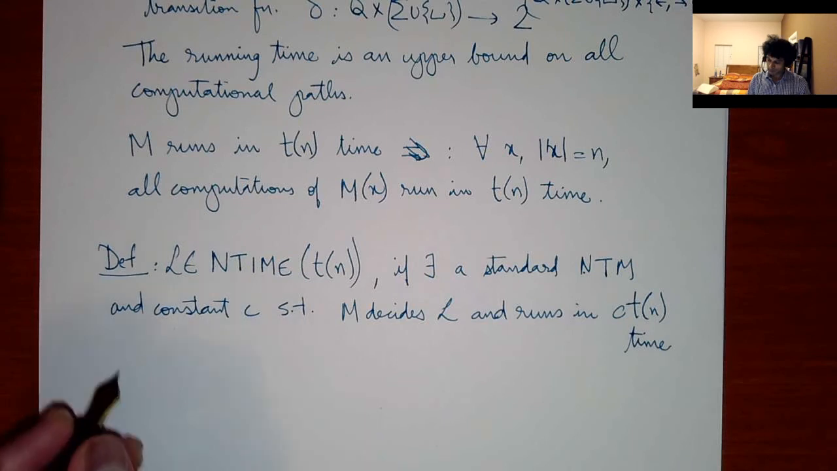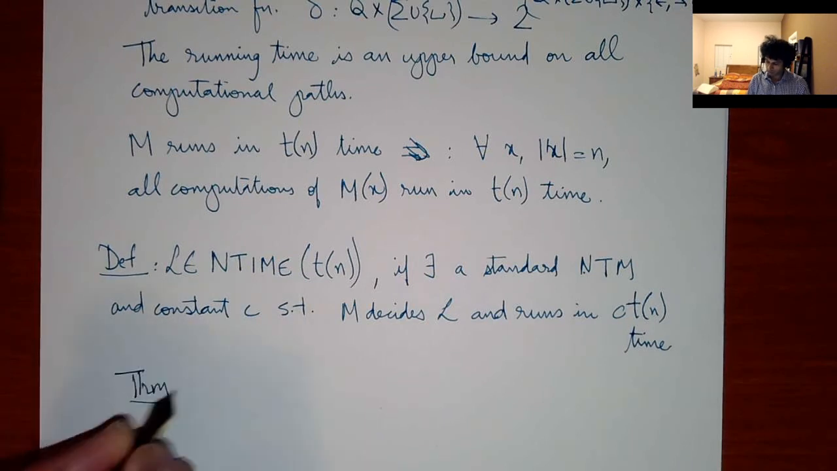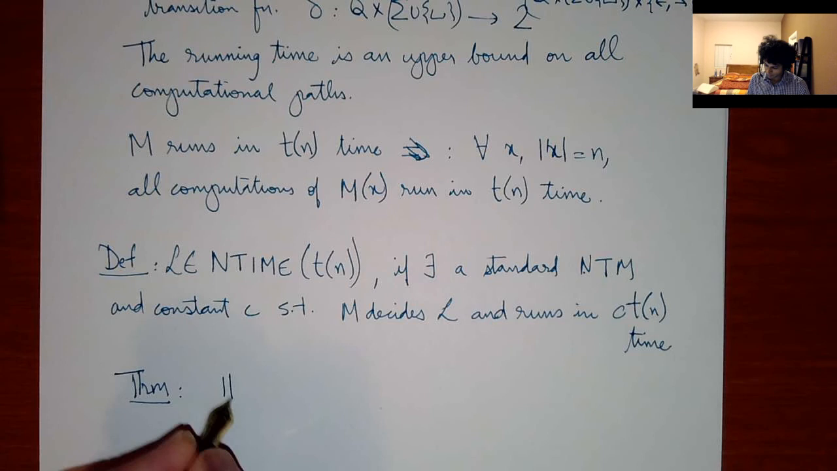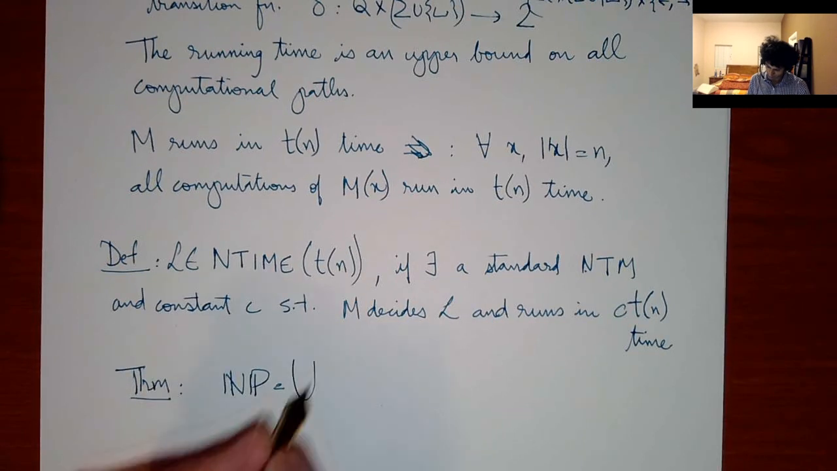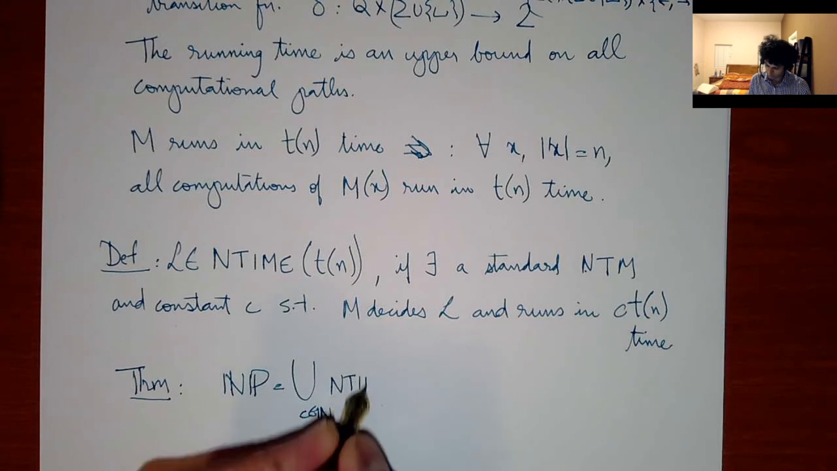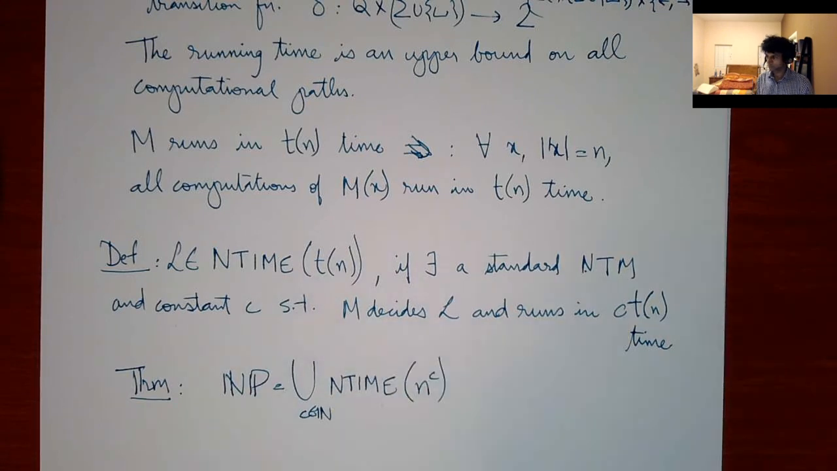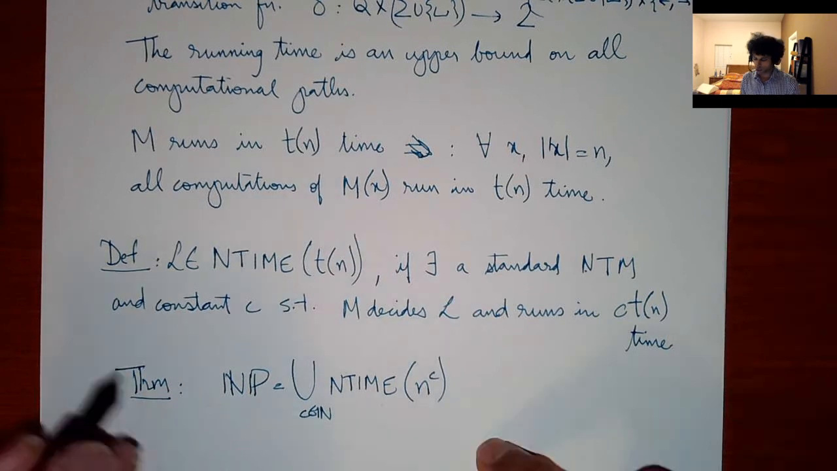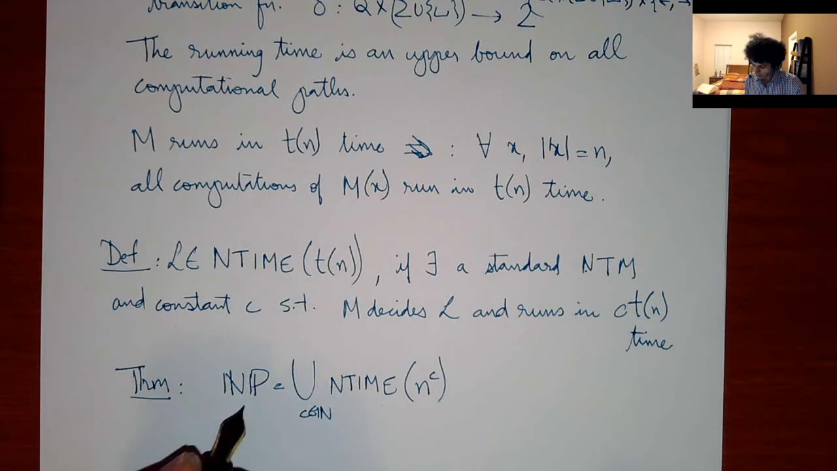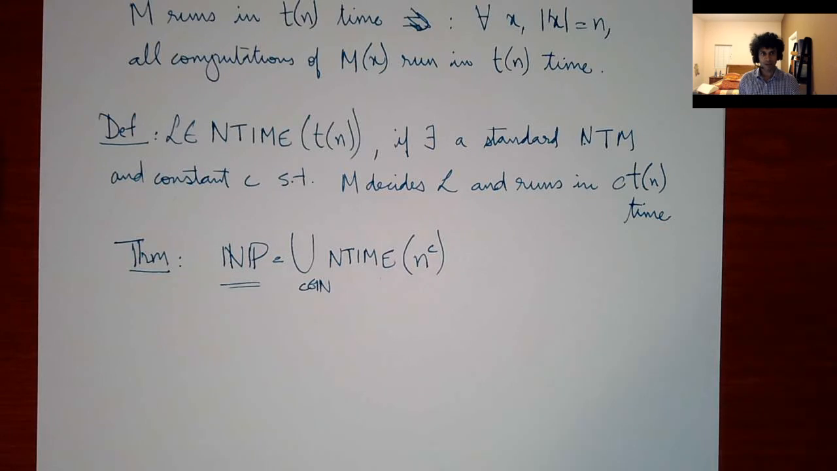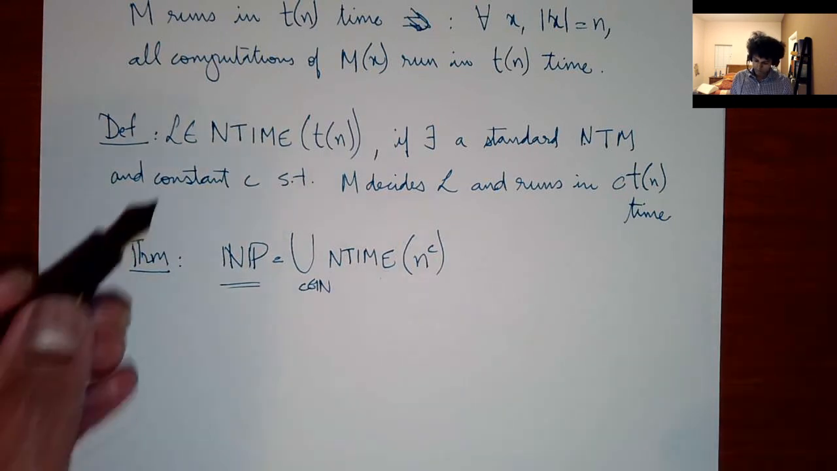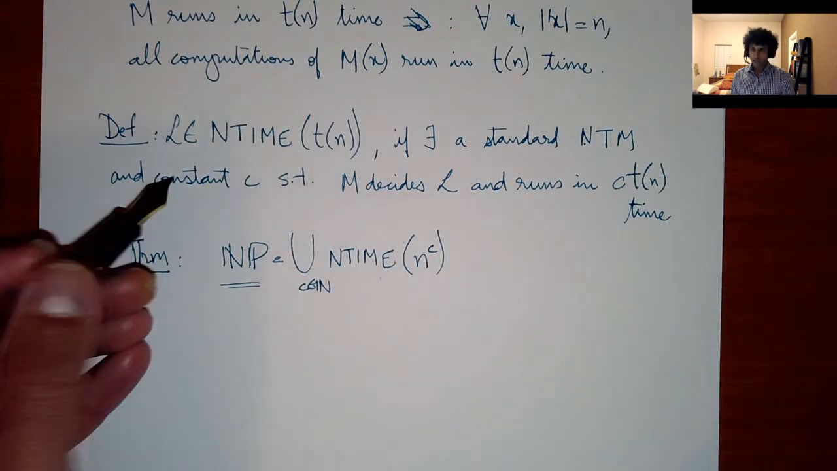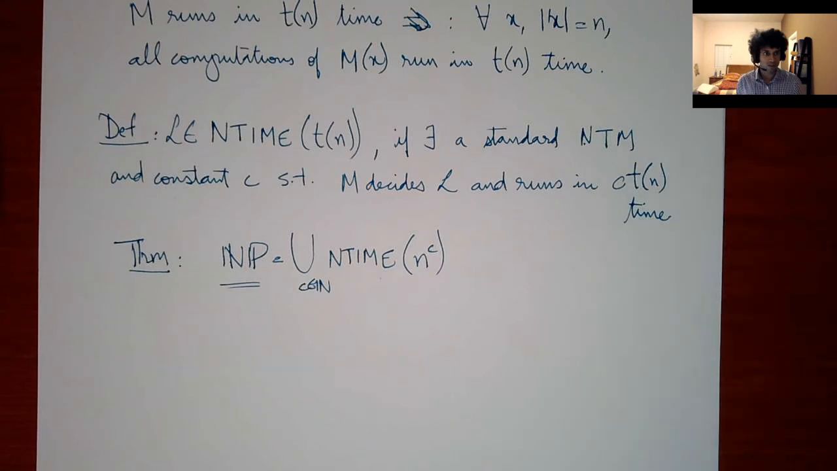Now I'm stating this actually as a theorem that NP is equal to the union over all natural numbers c of NTIME n to the c. Note that I'm stating this as a theorem, not as a definition, because I have defined NP according to verifiers, which is a different definition than this.